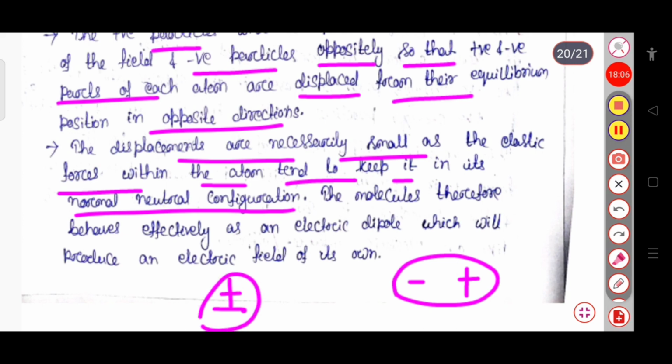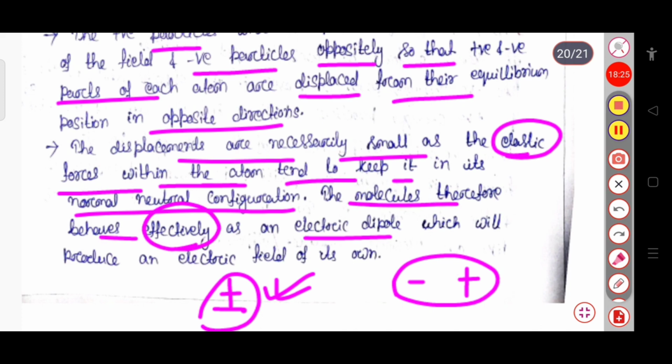Why? Because the elastic forces within this atom tend to keep the positive charge and the negative charge in its neutral configuration like this. This is its neutral configuration. So the molecule therefore behaves effectively as an electric dipole, which will produce an electric field of its own. So these positive and negative charges somehow separate, and this will behave like an electric dipole. On the application of the electric field, they displace very little, but still they form an electric dipole.